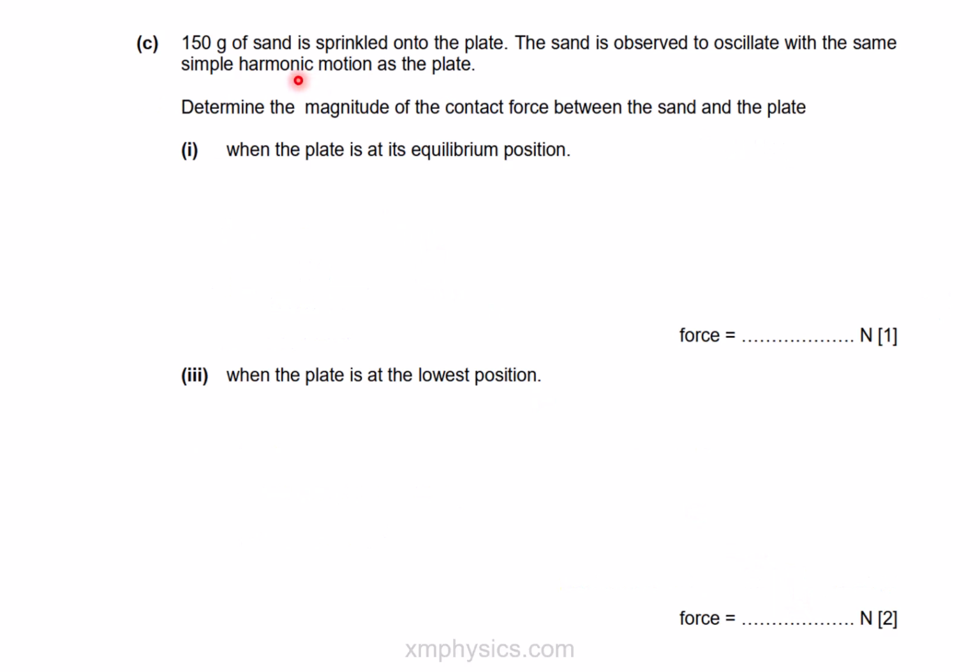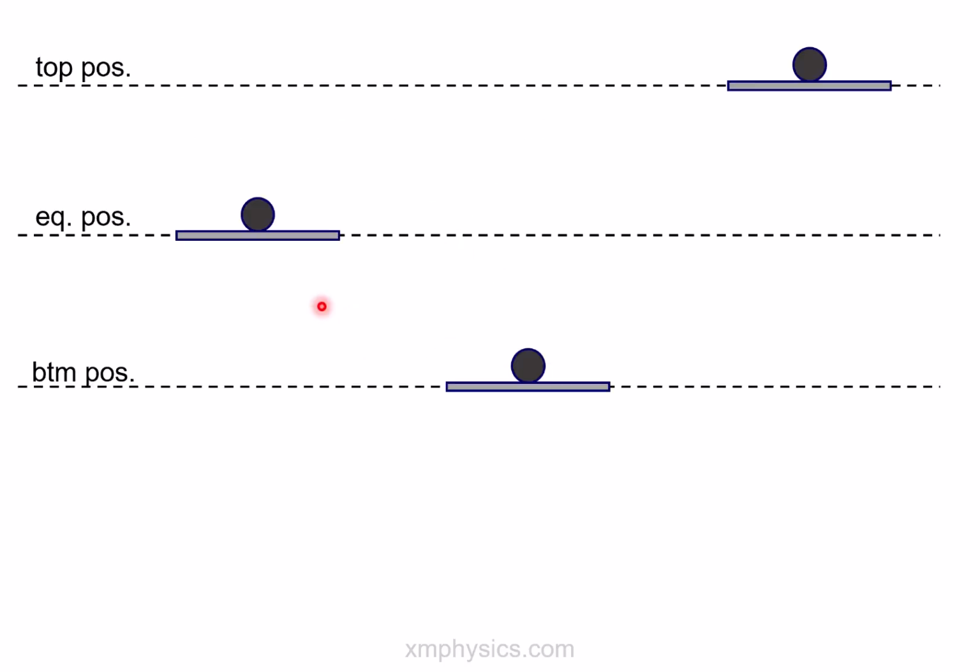Part C, now it gets interesting. We're going to sprinkle some sand onto the plate. So as the plate oscillates, the sand is going to oscillate together. And the question asks for the magnitude of the contact forces at different positions. Let's try to go through the dynamics of this motion. We are most interested in the oscillation at these three positions: the equilibrium position, when it's at the bottommost position, and when it's at the highest position.